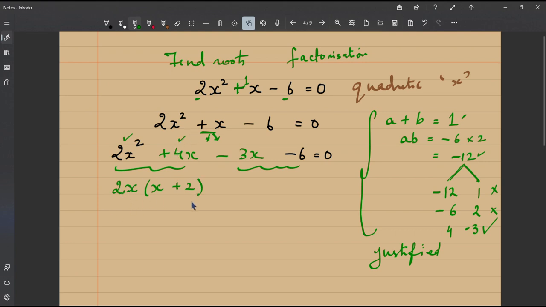So, once again, we have not altered the equation, it's the same. And what about the second group? The common factors are, 3 is common to both 3x and 6 and a negative sign. So, minus 3 is common to both these terms.